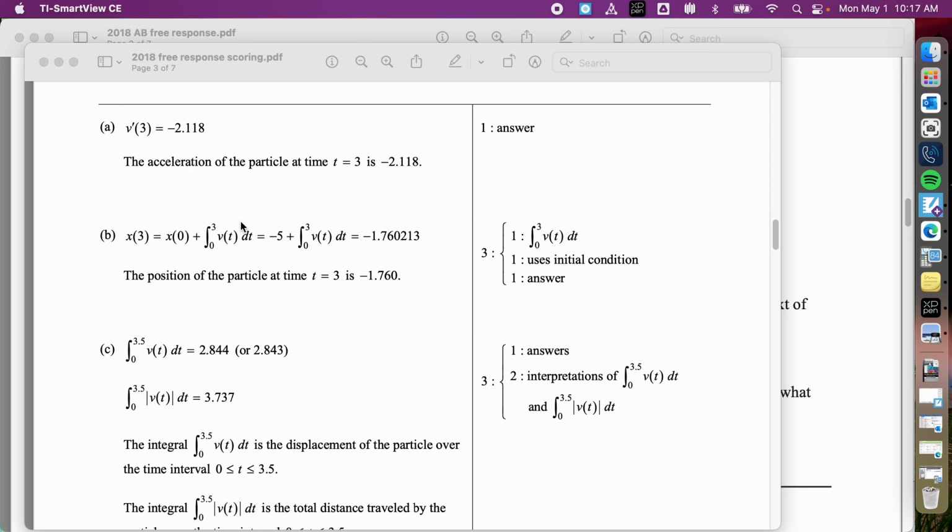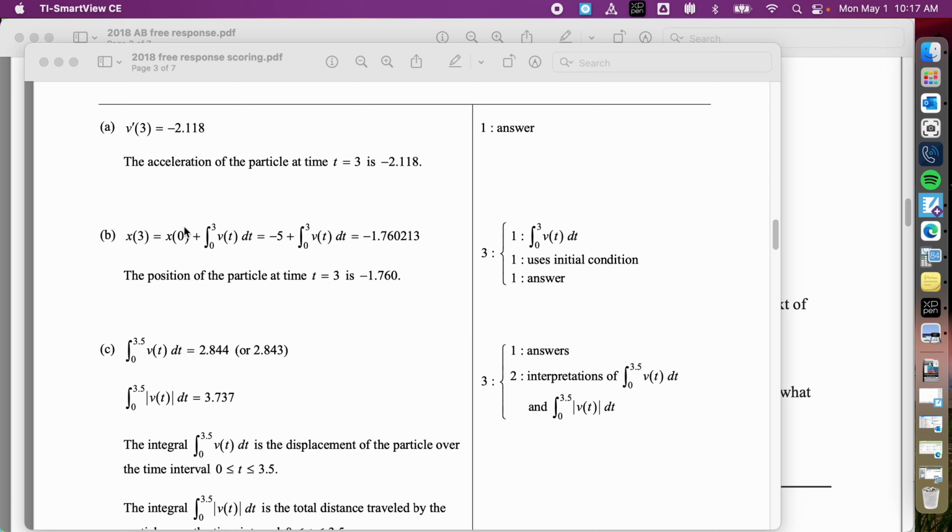Number 2 says, find the position at time 3. Well, if I integrate from 0 to 3, I would get position because I'm integrating velocity. Position at 3 minus position at 0. So the integral from 0 to 3 uses both of those numbers to find how far apart they are. You were told position at time 0 in the original problem. And then the integral from 0 to 3, you just type in. So that's what's written here.